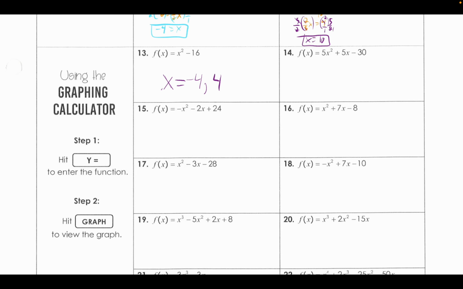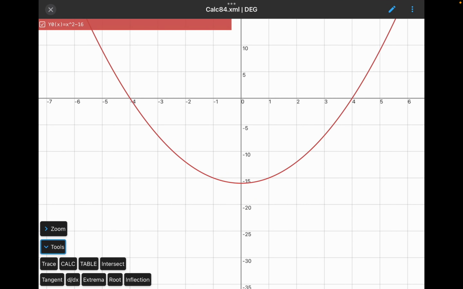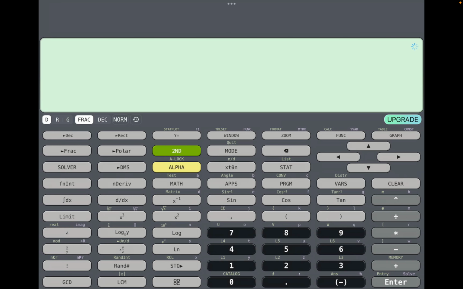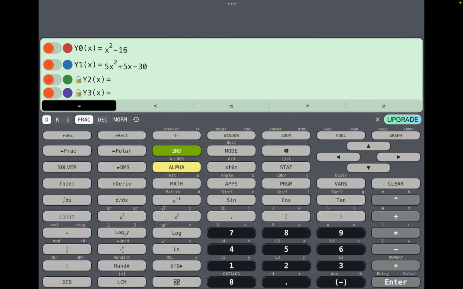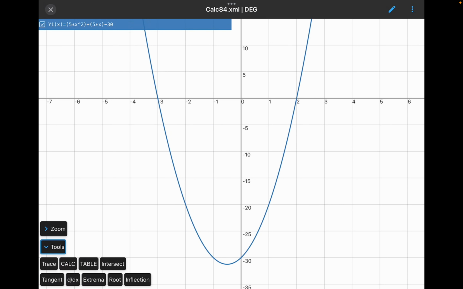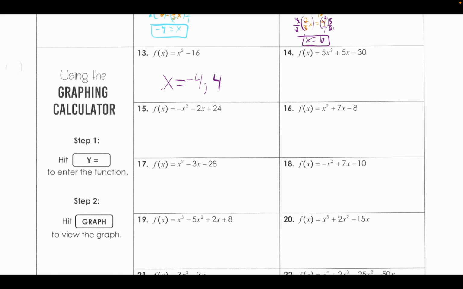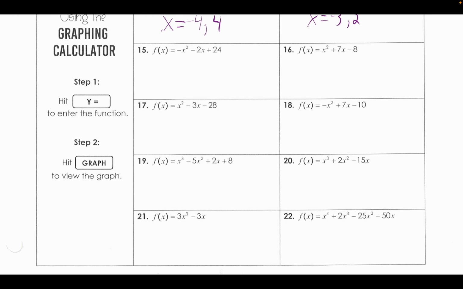And now I go ahead and graph 14, which once again I already typed in, 5x squared plus 5x minus 30. So I go back to my y equals. I toggle this graph off and the other graph on because I already typed it in. I go to graph, and I look at this graph, and I can see it crosses at -3 and +2. So those are my two x-intercept zeros, roots, or solutions, whatever we want to call them. So I write them down. X equals -3 as well as 2.